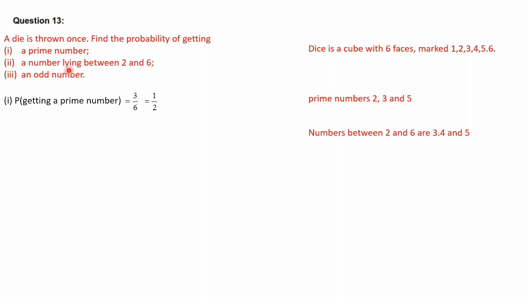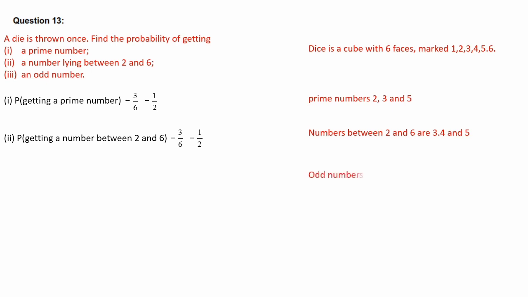Next one is a number lying between 2 and 6. Here these are our numbers 1 to 6. From 1 to 6 we are asked to find the probability of a number lying between 2 and 6. The numbers between 2 and 6 are 3, 4 and 5. So here also there are 3 numbers. So our favorable outcome is 3. Total outcomes remain the same, that is 6. So the required probability of getting a number between 2 and 6 is 3 divided by 6. Here also 3 is common in both numerator and denominator. When we cancel, we get 1 by 2.